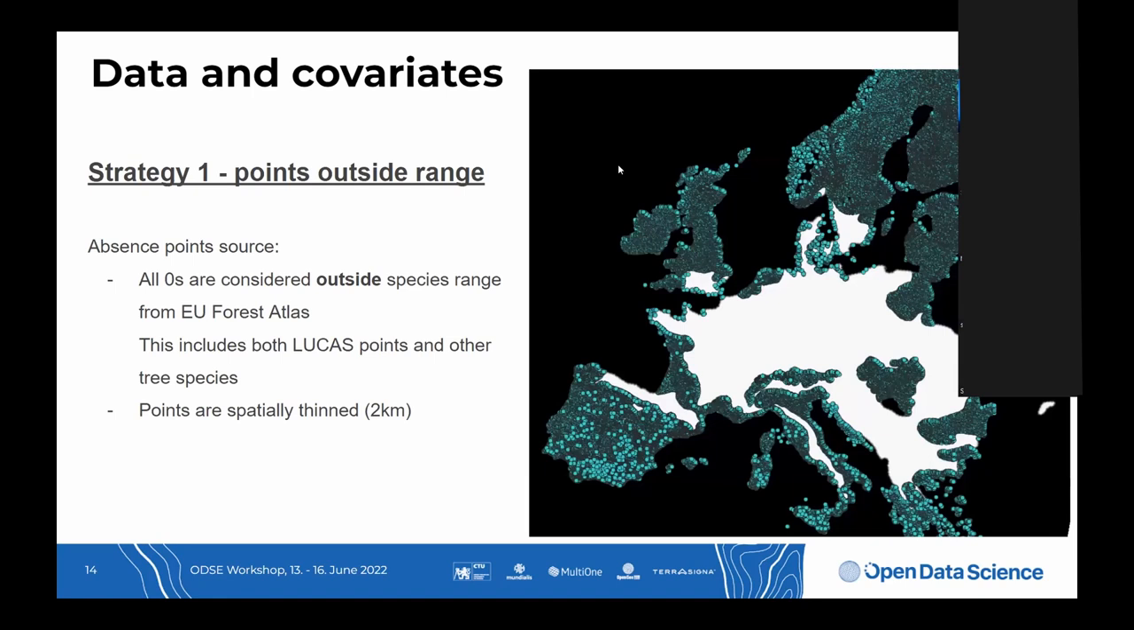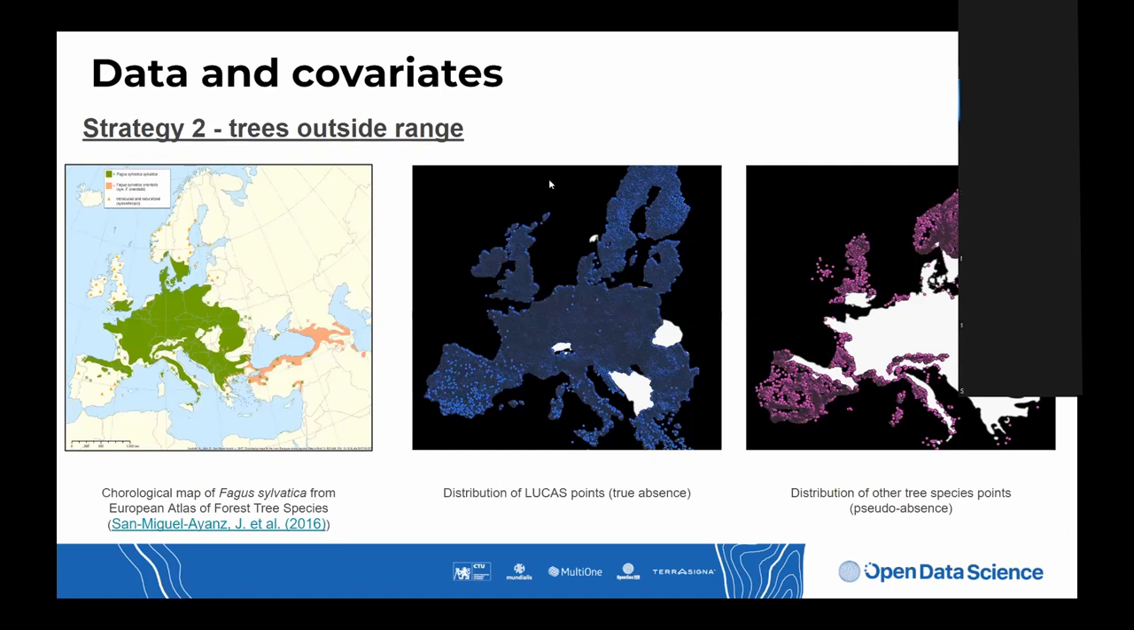For the modeling, we also used all the other three species when modeling one target species, to include information about trees that are not the species we were trying to model. And we used different strategies to select which one would provide better results. One was to consider all the tree species points and the Lucas points outside of the recorded range of the species for the modeling. Another one was to consider the Lucas points in the whole environment, while all the tree species that we had available were considered only if outside of the suitability area of the target species.